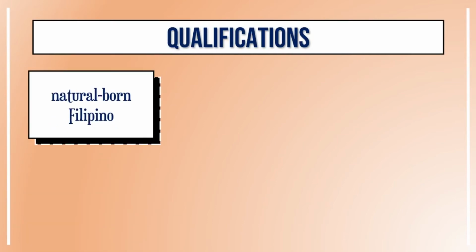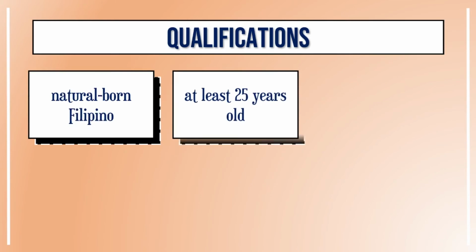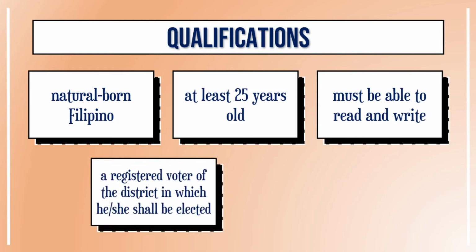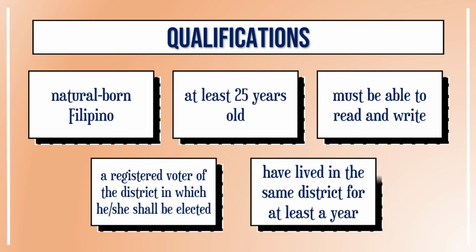An individual running for a position in the House of Representatives must meet the following requirements. 1. A natural-born citizen of the Philippines. 2. At least 25 years old. 3. Able to read and write. 4. A registered voter of the district in which he or she shall be elected. 5. Have lived in the same district for at least a year before the election day.